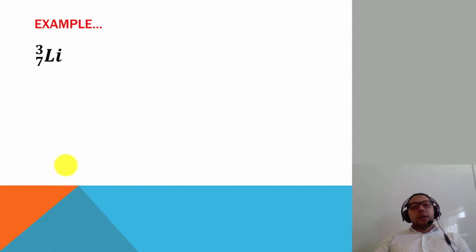Lithium, it has 3 and 7. I want you to figure out the atomic number, mass number, and number of protons, neutrons, and electrons. So we said earlier that the atomic number is going to be the smallest number. So the atomic number would be 3, and the mass number is going to be 7.